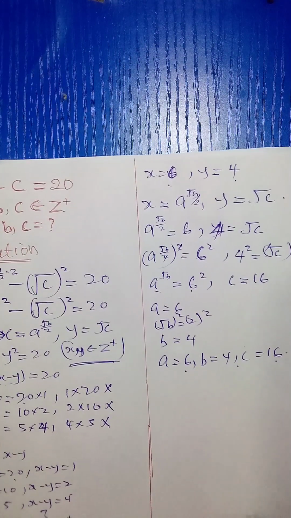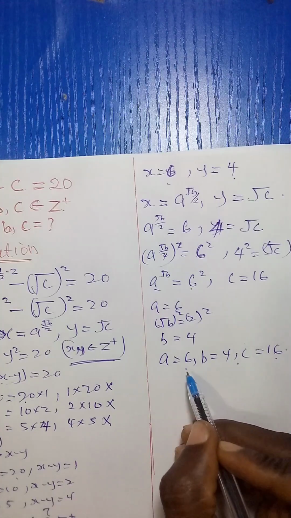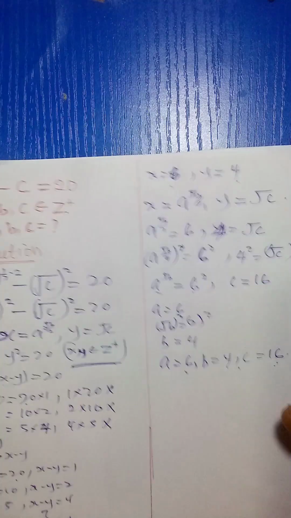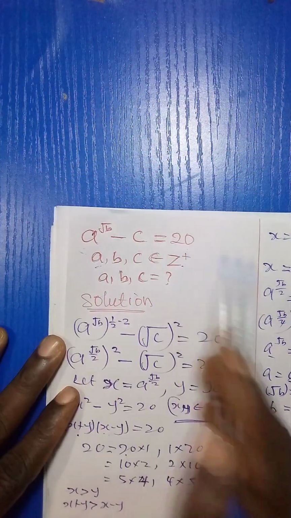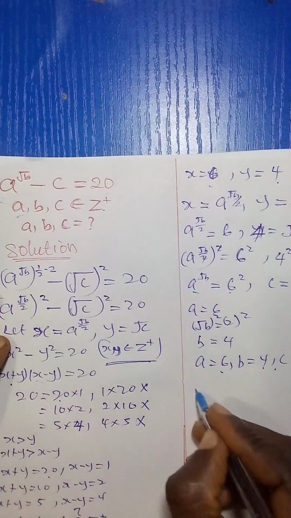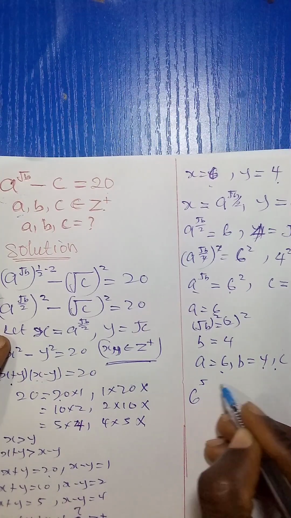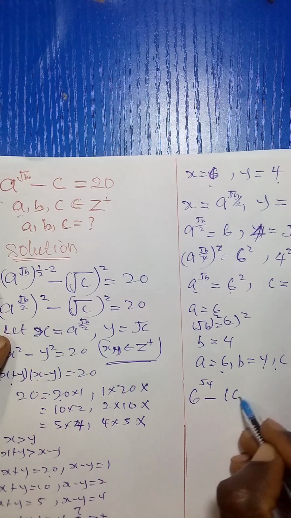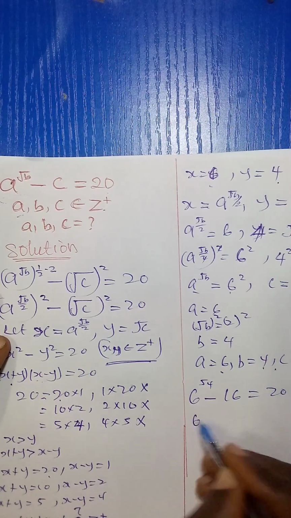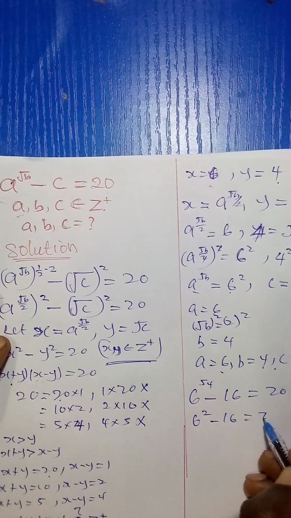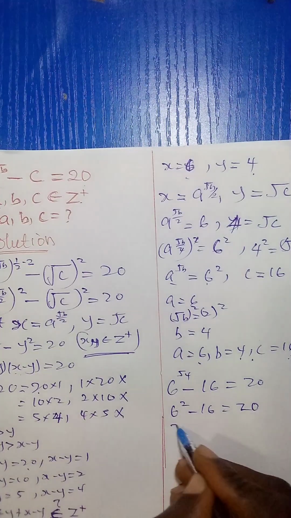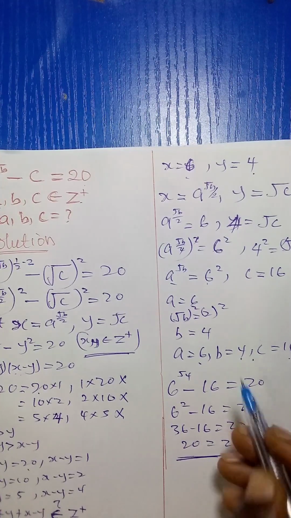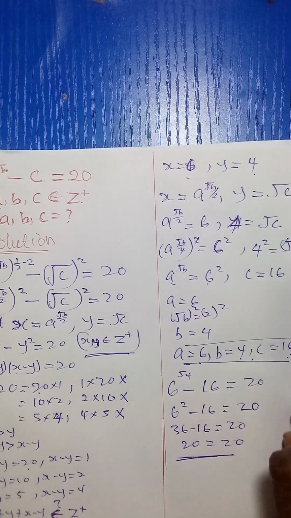Now to check if our solution is correct, I'm going to put 6, 4, and 16 for a, b, and c respectively in the original equation. So that is 6 raised to power the square root of 4 minus 16, c is 16, equals 20. This is 6 raised to power 2 minus 16 is equal to 20. And so this is 36 minus 16 is equal to 20. So 20 is equal to 20. So these are the solutions to this problem.